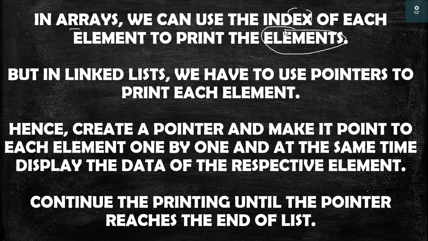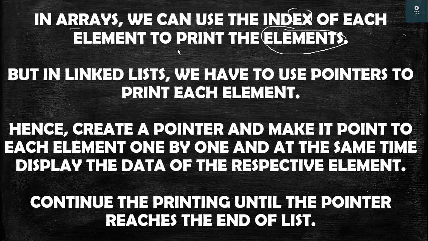For example, if we have an array whose name is A, to display the first element of this array, we'll write cout A of 0. To display the second element, we'll write cout A of 1. Like this, we can display the elements of an array using their indexes.